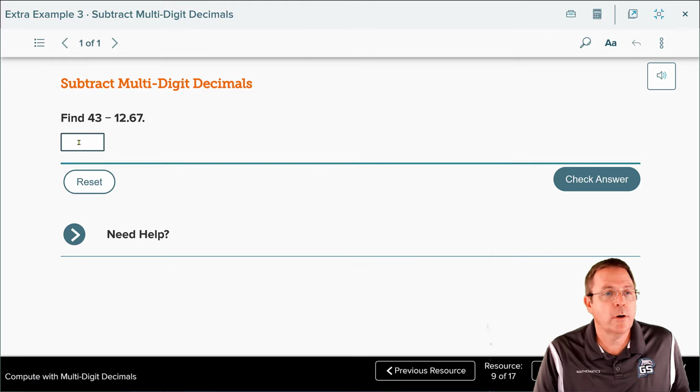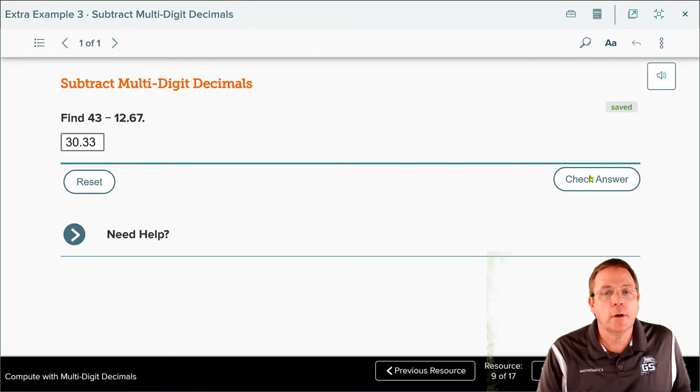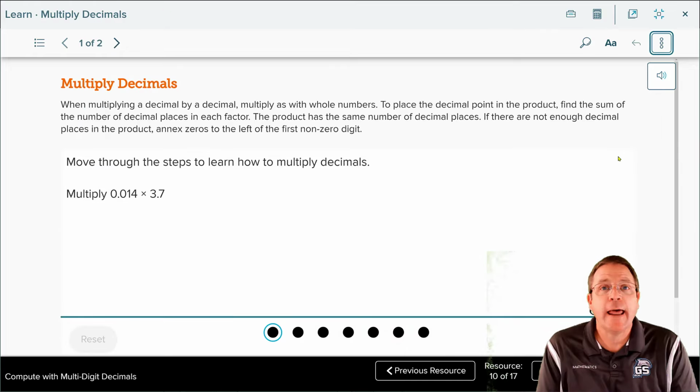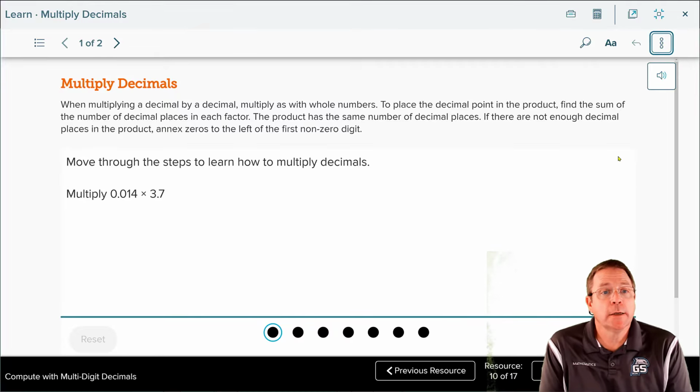Go back to our problem. 30 and 33 hundredths. Check our answer. The answer checks. Good job. And now it's time to multiply decimals.